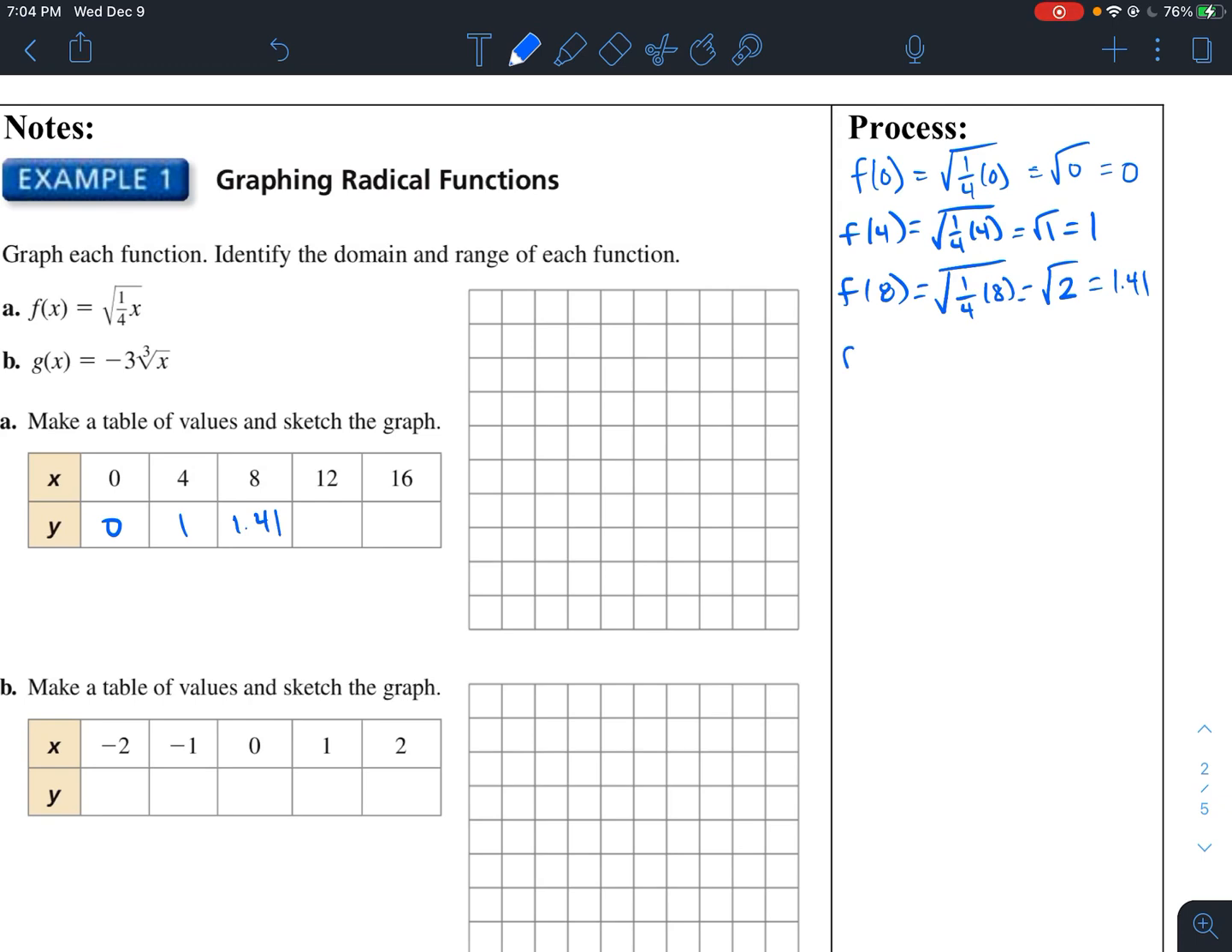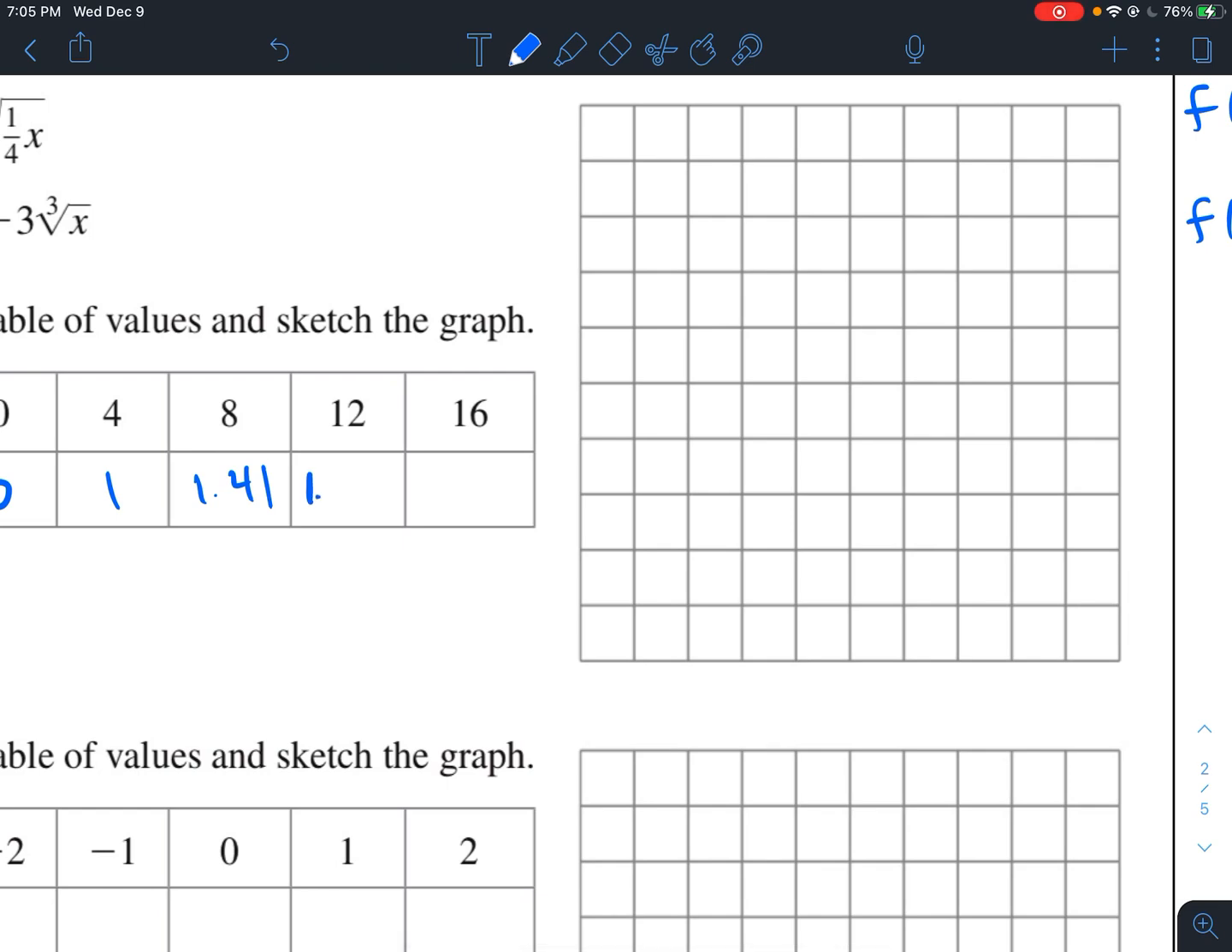And then f of 12 is equal to the square root of 1 over 4 times 12. And that's equal to the square root of 3. Now if you were to plug that into a calculator, you should get something like 1.75, I think. Here, hold on, let me go ahead and punch that in. So if you plug that in, it should be 1.73.